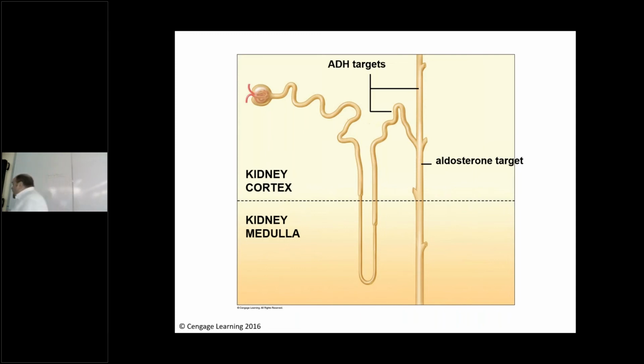Now you'll see here in this next slide that this is where the ADH, that hormone, is affecting, and this is where that aldosterone is affecting. At the very end of the nephron, that's where those two hormones are affecting, allowing you to hold on to the water, so reabsorbing more water.